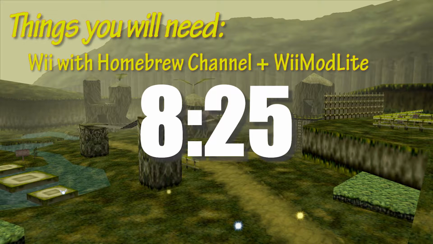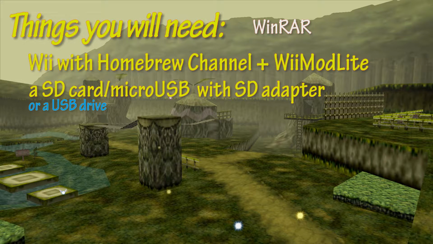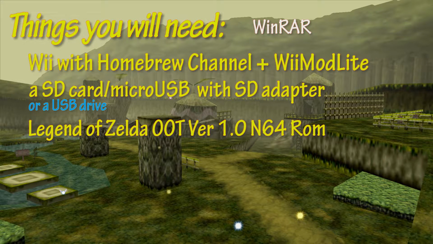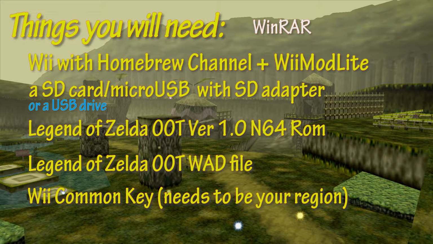Before we can start, these are the things you will need: a Nintendo Wii with the Homebrew channel and Wii Mod Lite installed, an SD card or USB drive, a Legend of Zelda Ocarina of Time ROM version 1.0, your region, and it must be version 1.0, a Legend of Zelda Ocarina of Time WAD, also your region, and a Wii Common Key. Now for those last three things, I unfortunately cannot tell you how to get them, but a quick Google or YouTube search will definitely help you out.